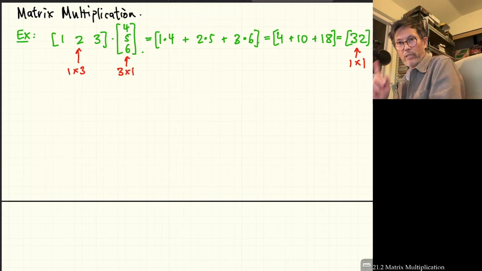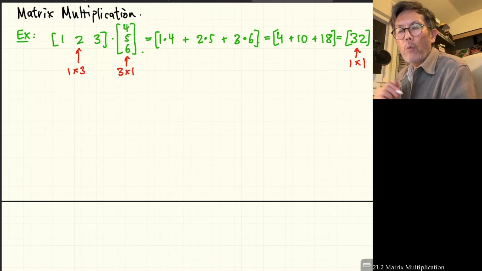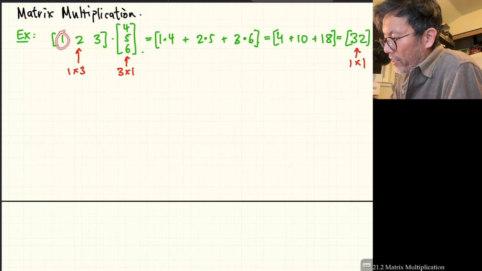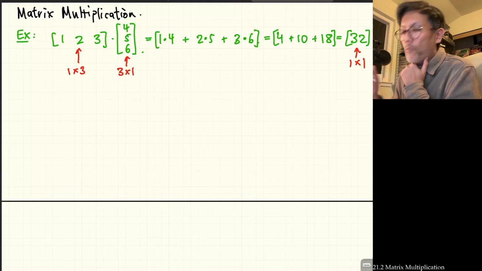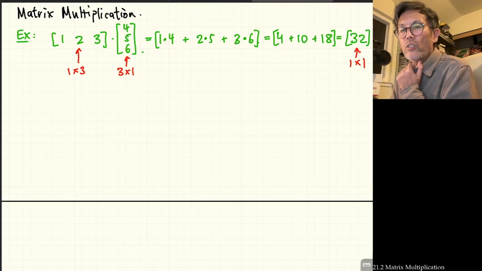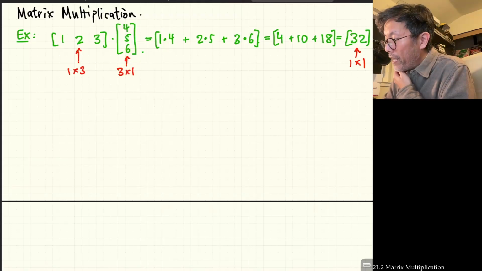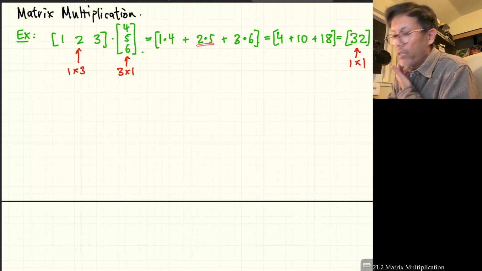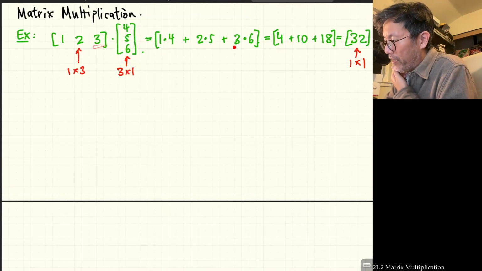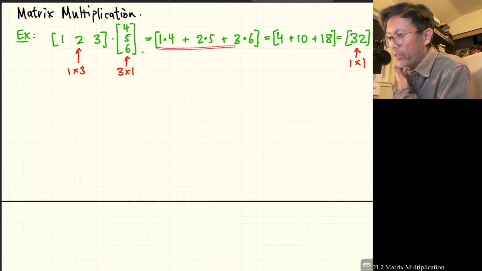Now let me go back and explain how I did this. I have this row vector here, and I have this column vector here. What I'm going to do is interleave the first entries together by multiplying them together. And when I write this multiplication, this is just ordinary multiplication like you learned in elementary school. Then I'm going to add to that the product of the second entries, 2 and 5. And then finally I'm going to add to that the product of the third entries, 3 and 6. And that's how I obtain this product here.